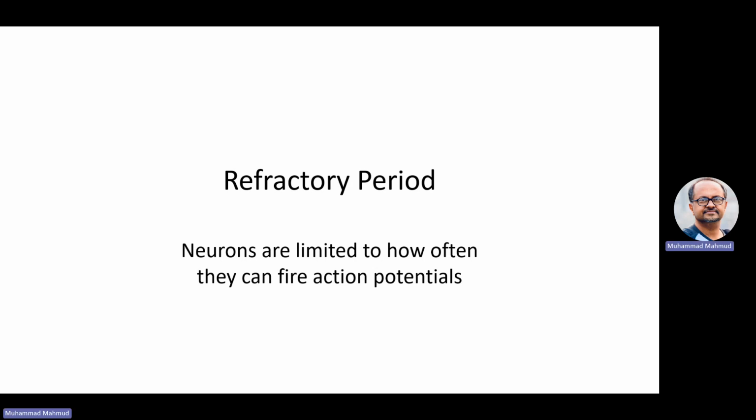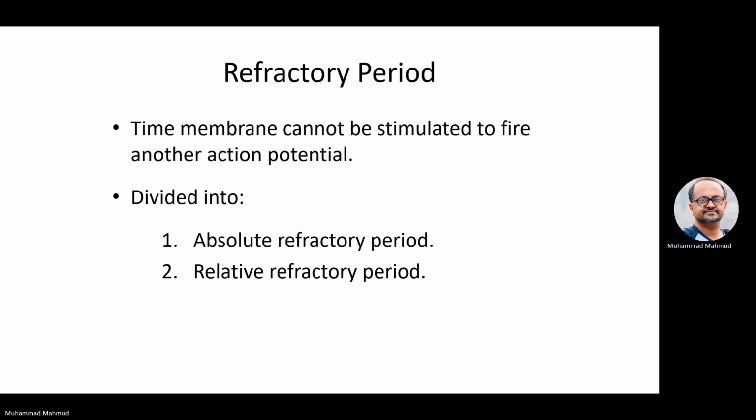Neurons are limited in how often they can fire action potentials. There is a limitation, and that is called the refractory period. It is the time the membrane cannot be stimulated to fire an action potential. Refractory means that when it has started to fire, at that moment, if there is a second stimulus, it may not work. So it may not be able to be stimulated by the second stimulus. That is the refractory period.